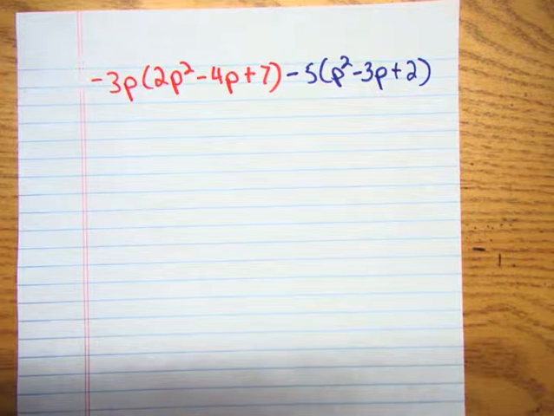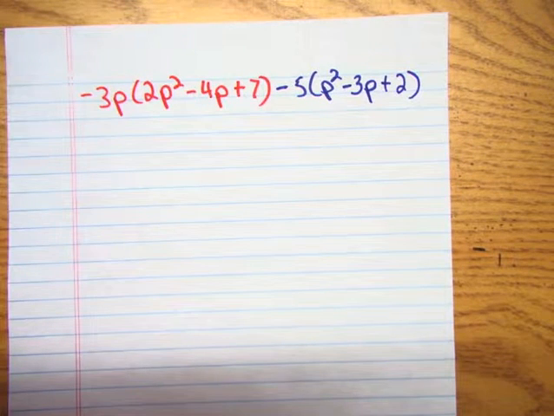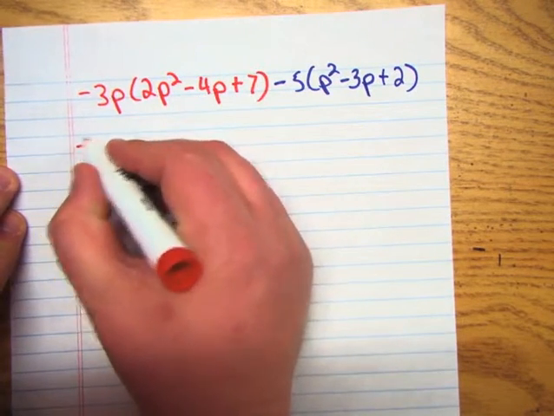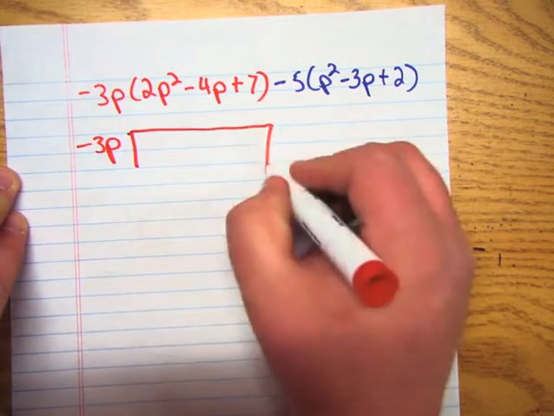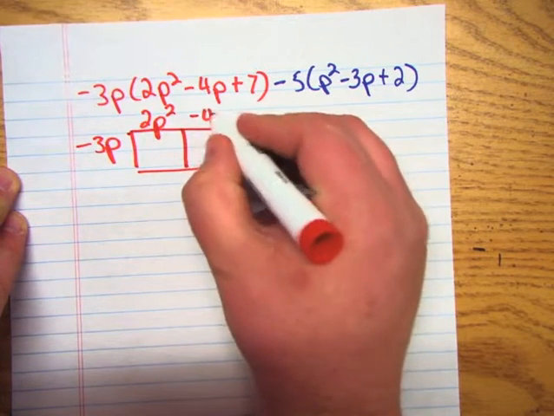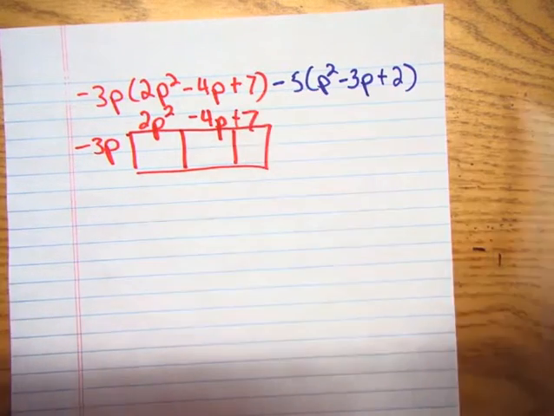What do I want to do? Yes. You want to break them up into separate equations? Yeah, so we're going to distribute. Well, we don't want to break them up because we're going to put them all together, right? So we could do the grid method here again. So I'm just going to leave them all one color. This is going to be 3p times 2p squared minus 4p plus 7. And I'm going to put the plus sign so I remember to get the signs right.